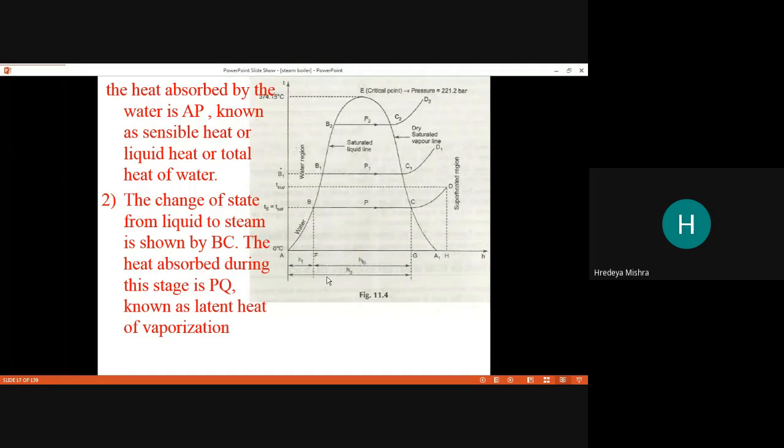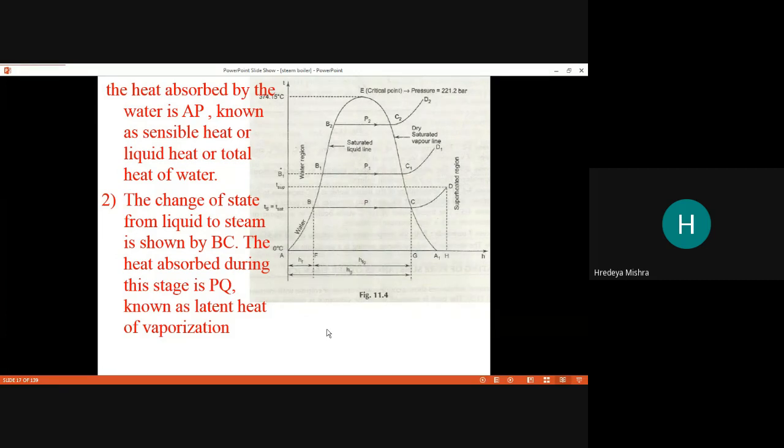Here the change of state from liquid to steam is shown by BC. See BC here, this is hfg. The heat absorbed during this stage is known as the latent heat of vaporization. So what is the latent heat in the water?